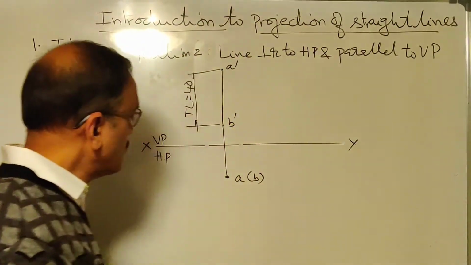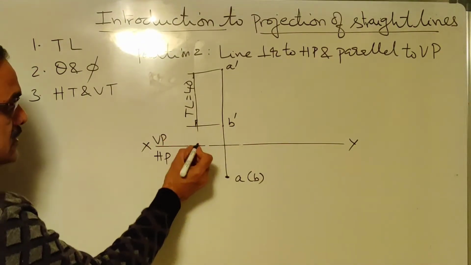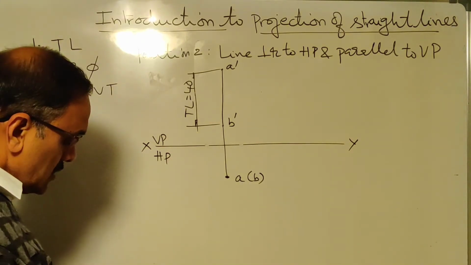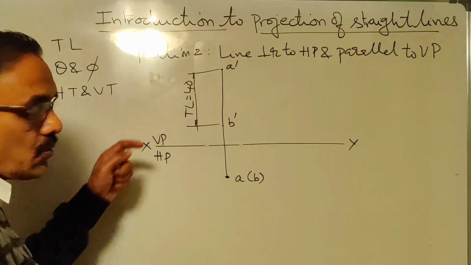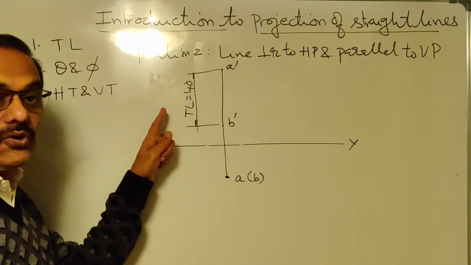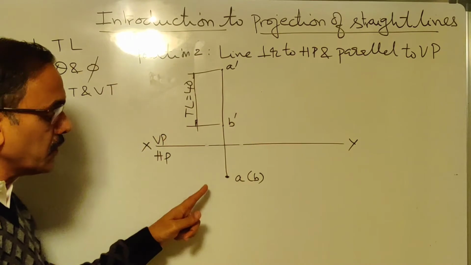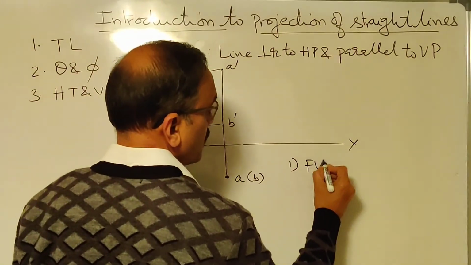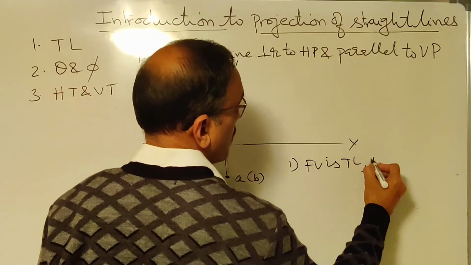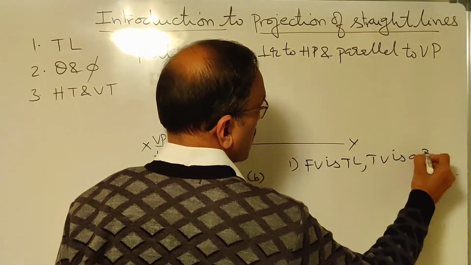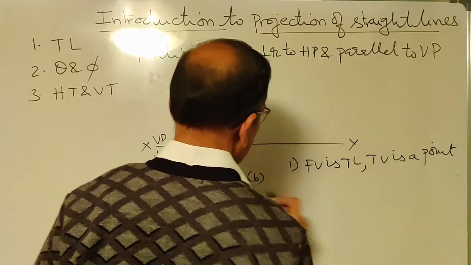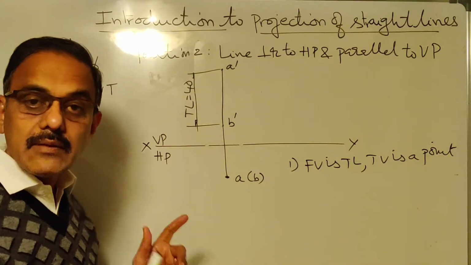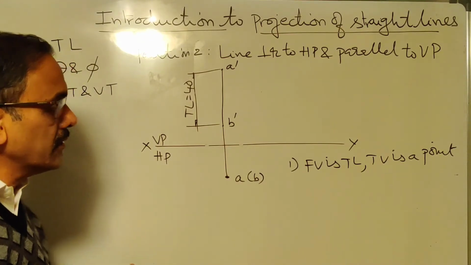Now, this distance you can take any distance, B to XY line, and from here to here it could be any distance. So in this case, which view is true length? Only the front view is true length. The top view is a point. So I will write here, front view is true length, top view is a point. This point is called as the limiting position of line. That is the limiting position of the line. Okay.